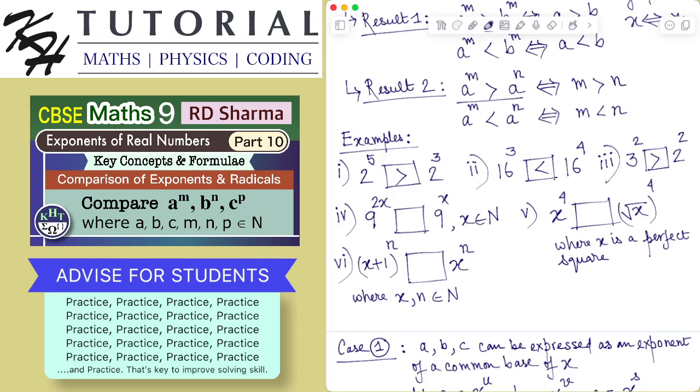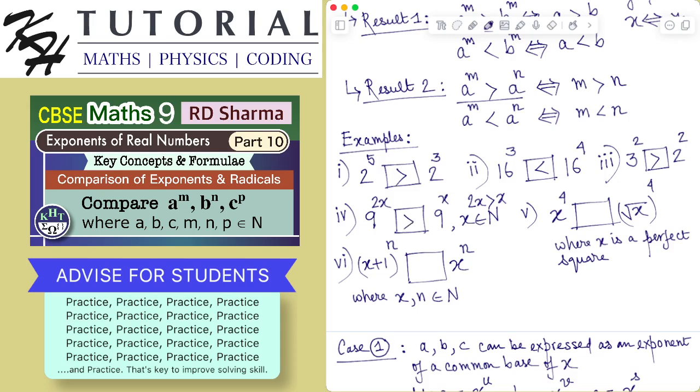Example number 4: we have to compare 9 to the power 2x and 9 to the power x, where it is given that x is a natural number. Now if x is a natural number, then obviously we will have 2x greater than x. So 9 to the power 2x will obviously be greater than 9 to the power x.